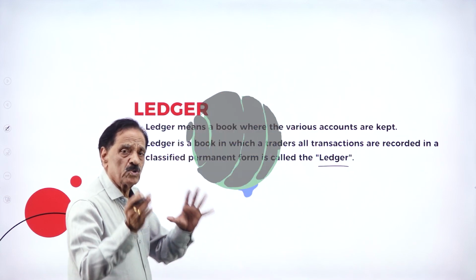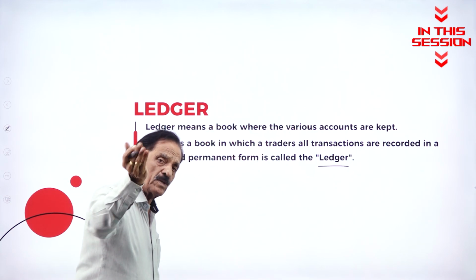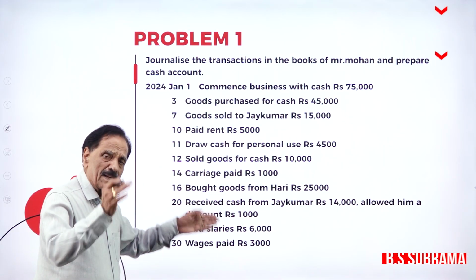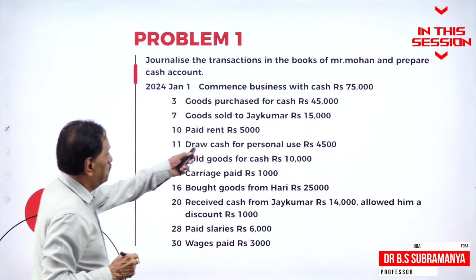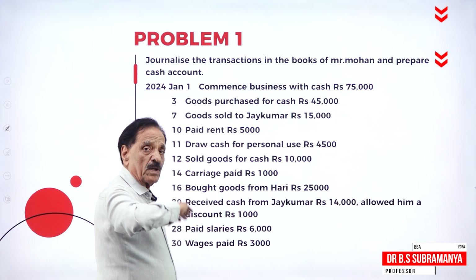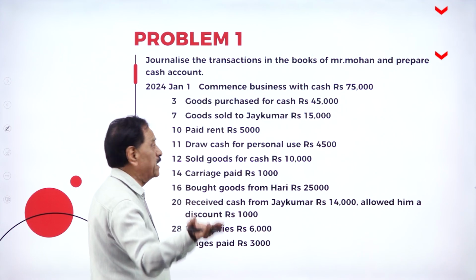So ledger, once you prepare a journal entry, you'll pass on to ledger. So now we'll split it according to rules of personal, real and nominal. Goods purchased for cash. What is coming in? Goods. Cash is going out. Both are real accounts. Debit what comes in, credit what goes out.